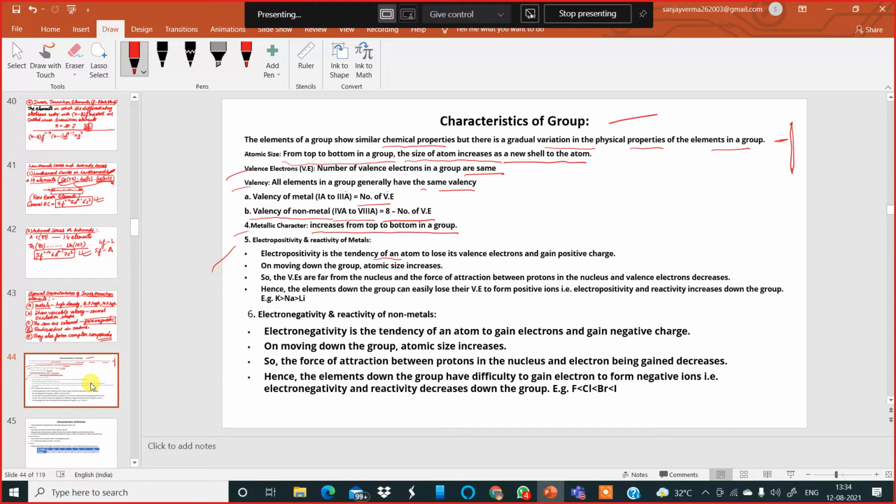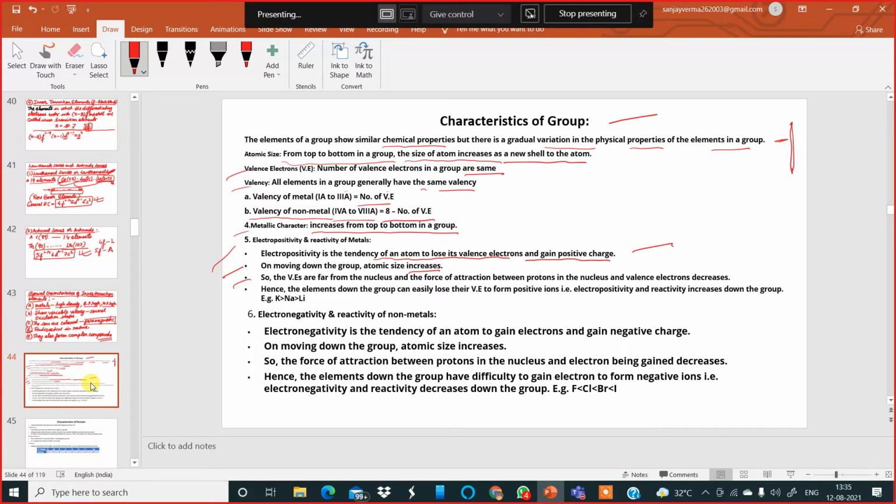Electropositivity is the tendency of an atom to lose its valence electrons and thereby gain a positive charge. So that is the thing you have to remember. What is electropositive? It is a tendency of an atom to lose its valence electron and gain a positive charge. But if you talk about electronegativity, it is the tendency of an atom of an element to attract or accept electrons in its valence shell, and after accepting electrons, they acquire a negative charge. So the electropositivity, on moving down the group, increases.